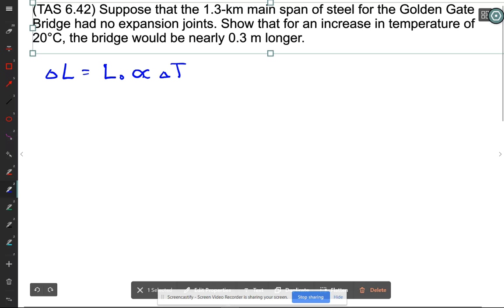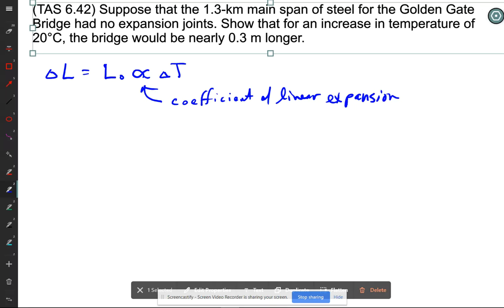So once again, everything there makes perfect sense except for the alpha. Alpha is called the coefficient of linear expansion. And just like the specific heat, it's different for every type of material. So you need to look it up. Anybody have their textbook with them? Because I can't do this without looking it up. I don't have it memorized either. You have to look up what alpha for steel is.